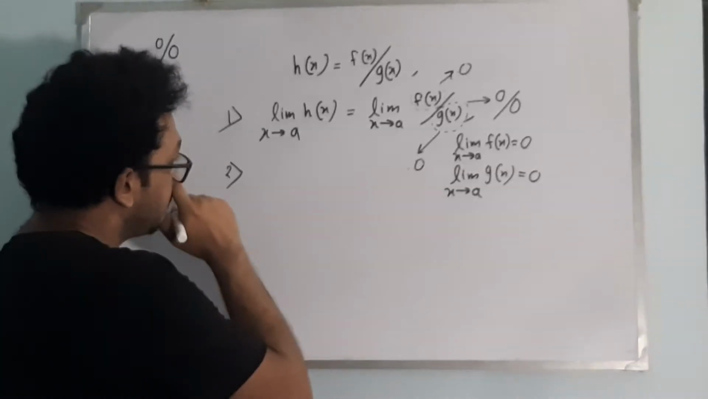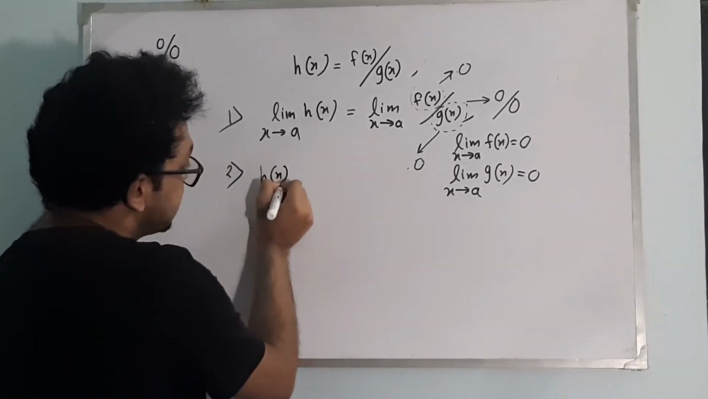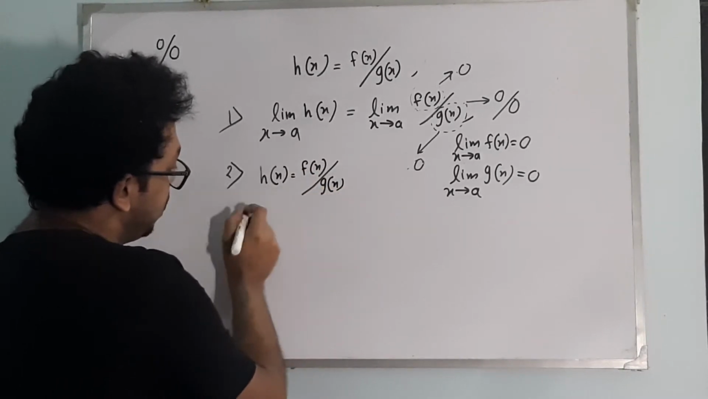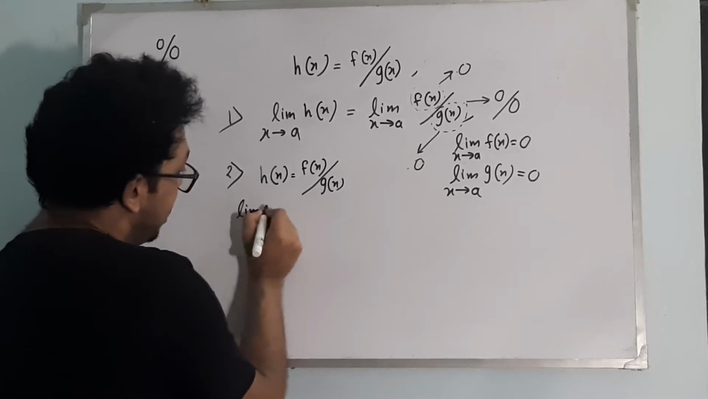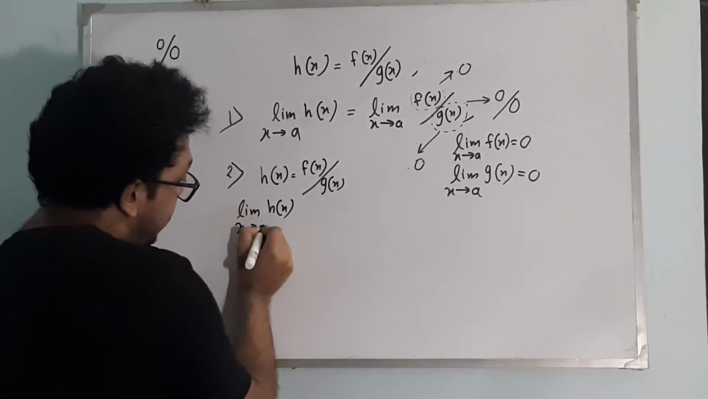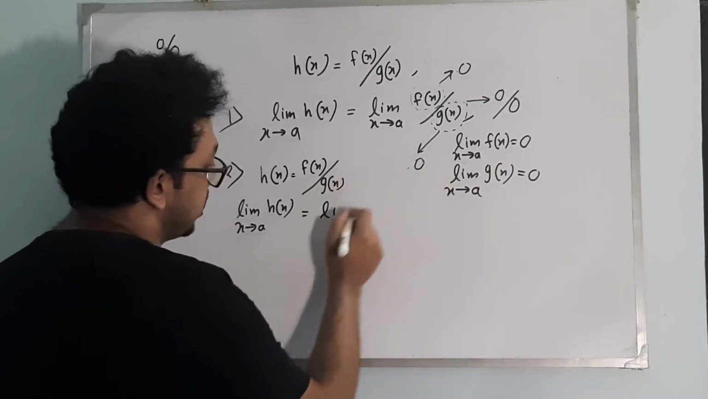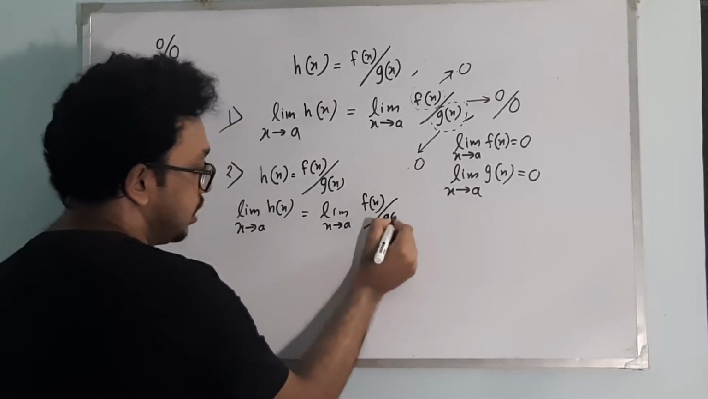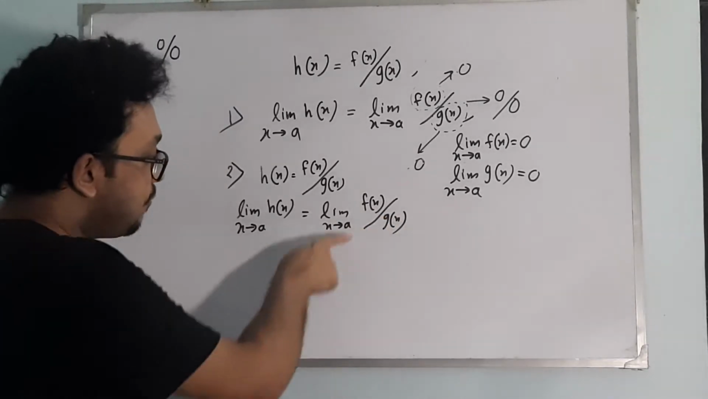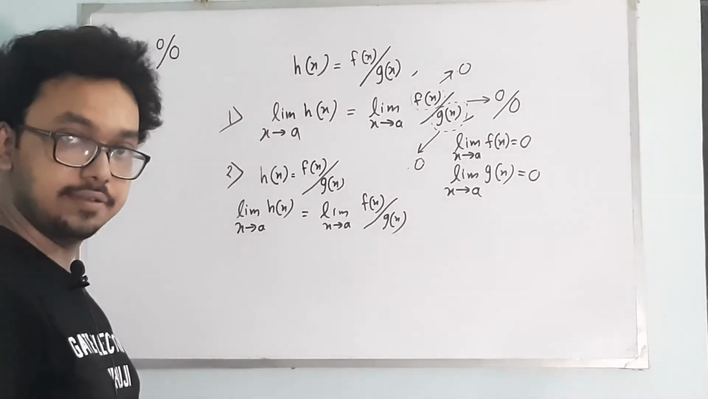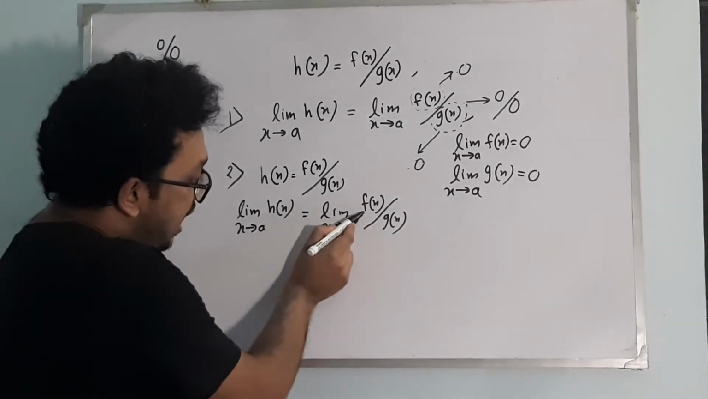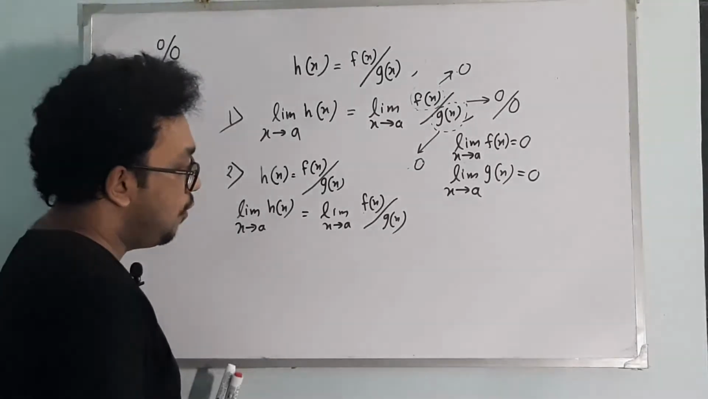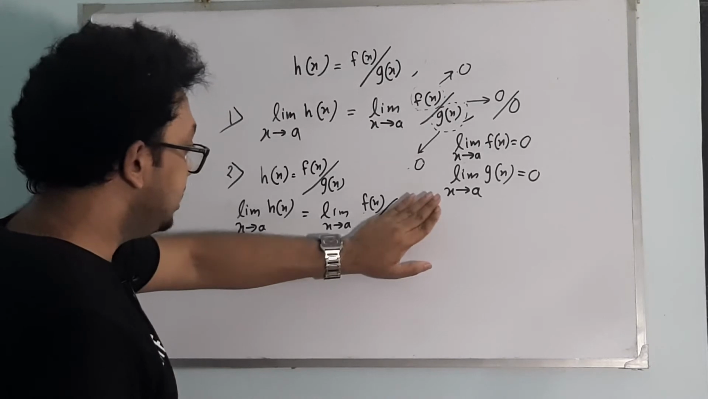Try to understand. We had h(x) equal to f(x) by g(x), and we wanted to find the limit of h(x) when x was tending to a, and we had that f(x) when x tends towards a is 0 and g(x) when x tends towards a is also 0. Now see, we have a fraction f(x) by g(x). The numerator of the fraction is f(x) and the denominator of the fraction is g(x). Now for some time, forget the denominator g(x).